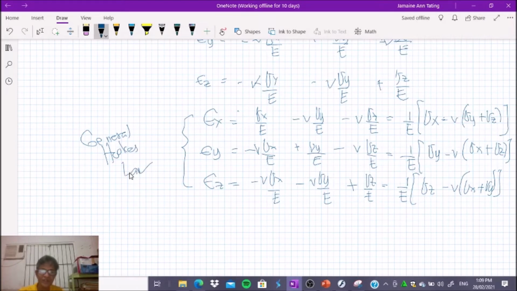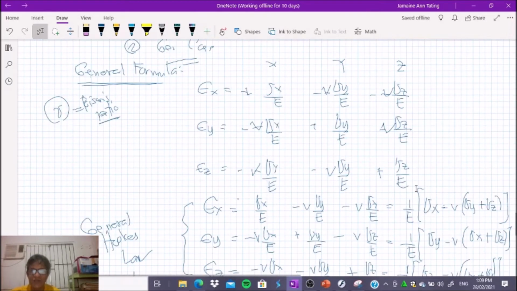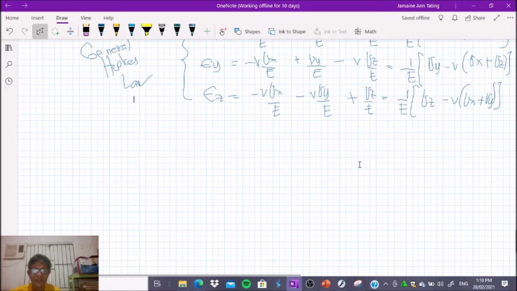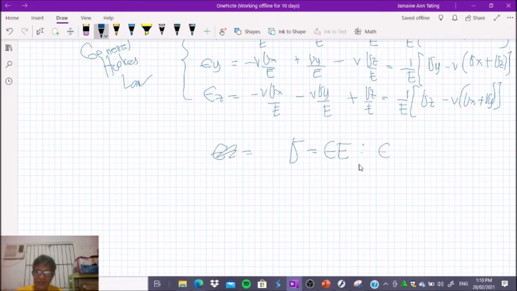Hooke's law. Okay. Ngayon, pwede natin, kung marunong kayo sa matrix form, kung makita nyo yung diagonal dito, walang V, no? Actually, yung equation natin is stress is equal to strain times E. So, kung kukunin natin yung strain will be equal to sigma over E. Ayan na yan, nilagyan na ng X.